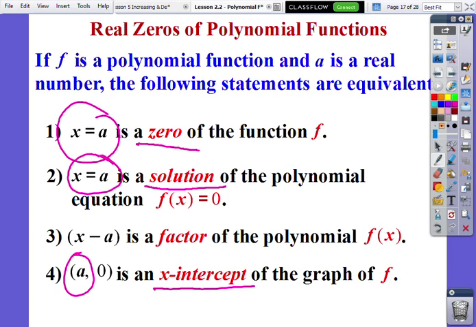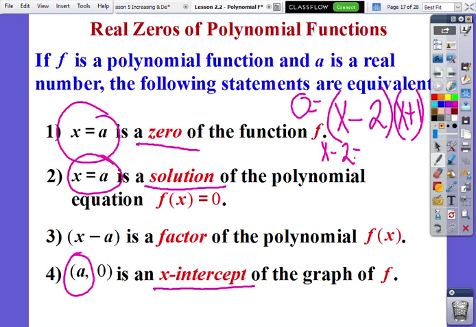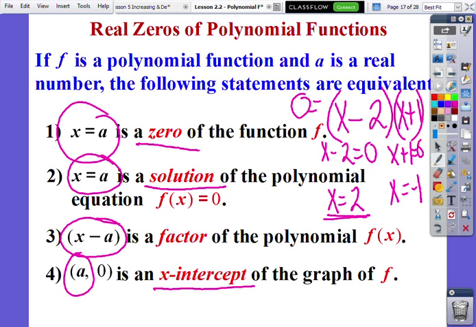Now, we can also look at zeros in factored form. If you remember when we factored before, we could take something and say x minus 2 times x plus 1. And then we could set it equal to 0 and say, all right, I got x minus 2 equals 0 and x plus 1 equals 0. So that would mean x equals 2 and x equals negative 1. So if I got a zero like x equals 2, I could take it backwards to say that it is the factor x minus 2. So factor is another way that we can find zeros.